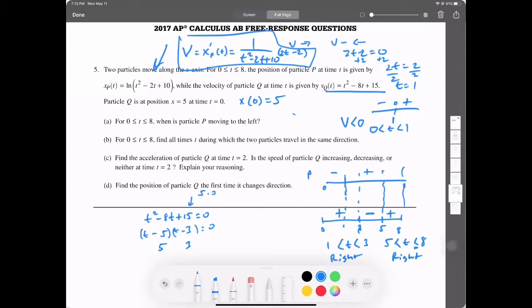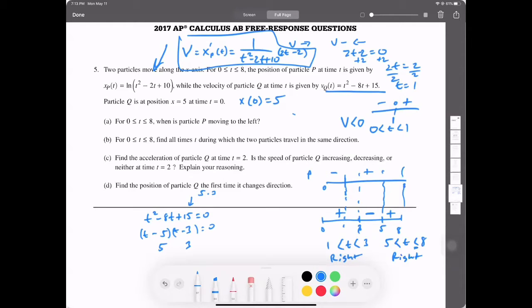Okay. But you're right. The right side, it's still positive, since it's closed. Yeah. Okay, any questions on this part? Okay.